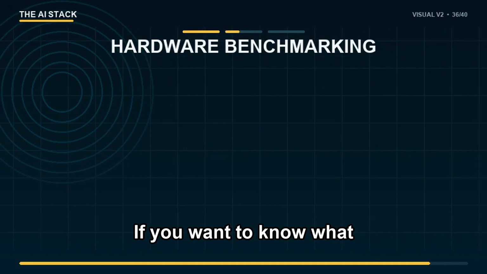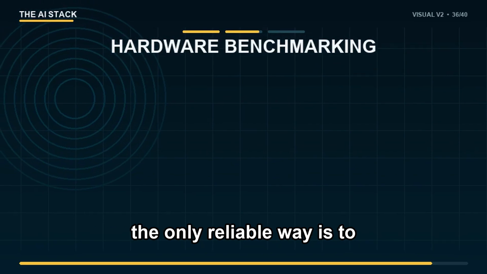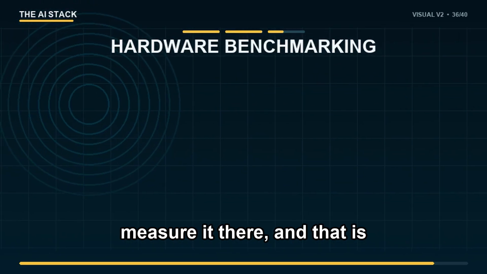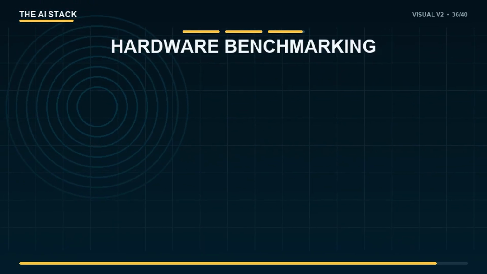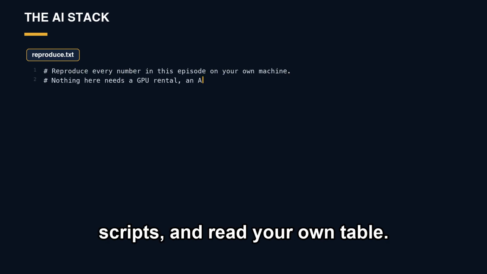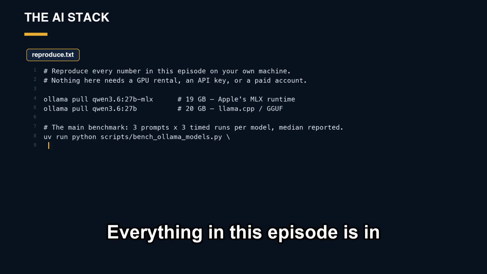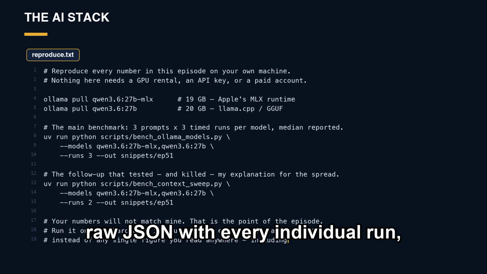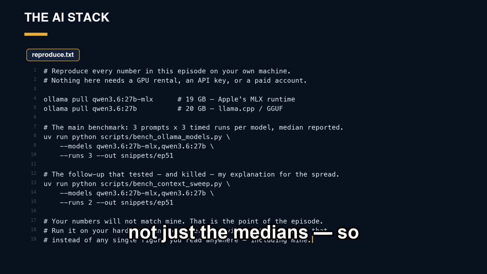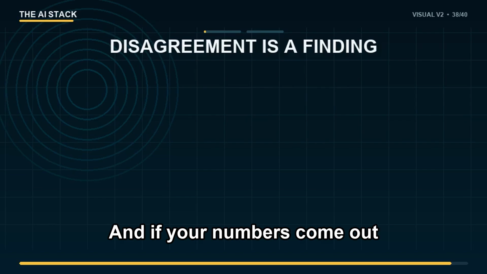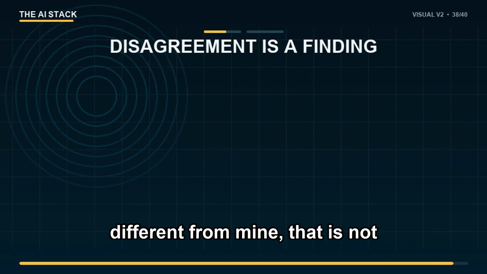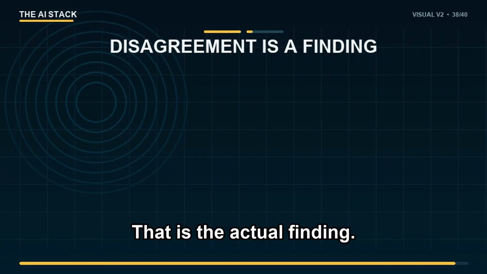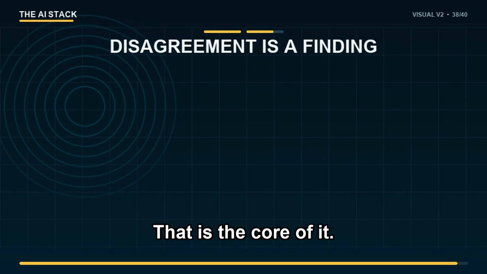If you want to know what these runtimes do on your hardware, the only reliable way is to measure it there, and that is about 10 minutes of work. Pull both builds, run the two scripts, and read your own table. Everything in this episode is in the repository linked below, including the raw JSON with every individual run, not just the medians, so you can check my arithmetic and disagree with my reading of it. And if your numbers come out different from mine, that is not a problem with either of us. That is the actual finding. That is the core of it.